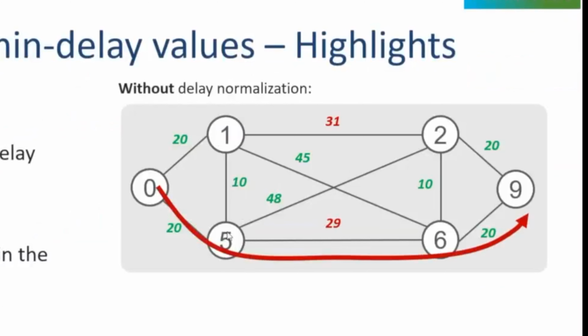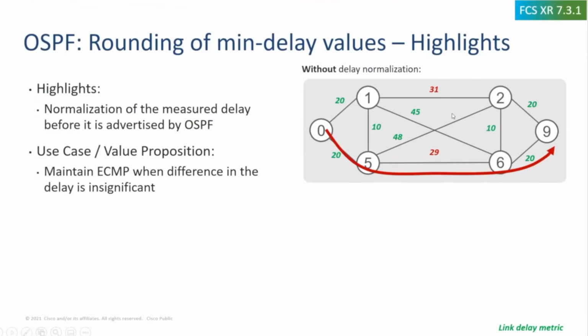And in particular, we're going to focus on the delays for the links between 5 and 6 and 1 and 3. We can observe that the minimum delay path from 0 to 9 is via node 5 and then on to node 6. That will give me the absolute minimum delay between these two nodes. However, if I were to go via 1 and then 2 and 9, my delay will only be increased by 2 milliseconds, considering the difference on the delay between 1 and 2 and 5 and 6.